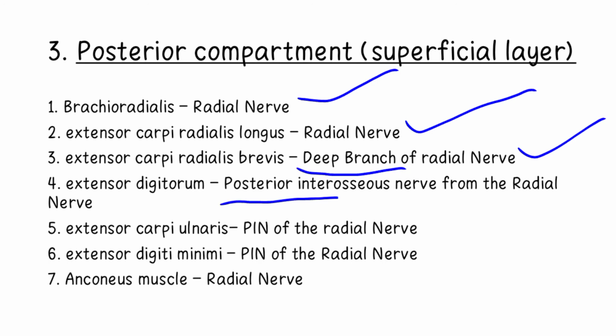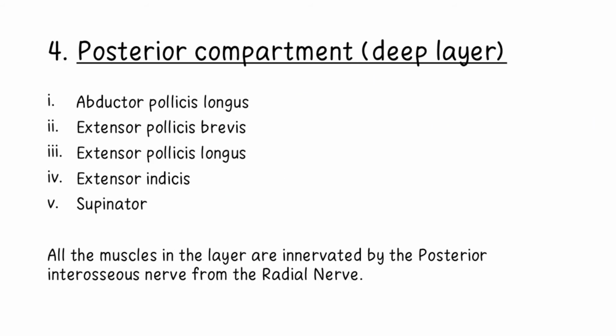Here you have a posterior interosseous nerve. This PIN means posterior interosseous nerve, PIN again. So just a little difference. This number 7 you see is a muscle there called the anconeus muscle. In some texts they will put it as an arm muscle, but it's not really an arm muscle, it's a forearm muscle because of the location.